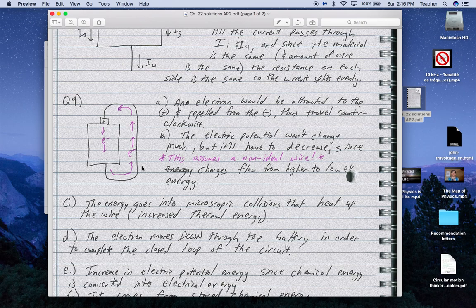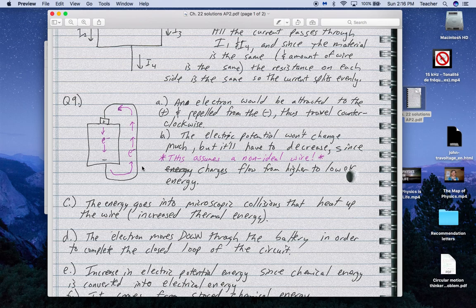Letter C, where does the energy go that gets lost, or the electrical potential? It actually goes into those tiny little collisions that heat up the wire. So it basically goes into thermal energy. For letter D, in the battery, the electrons have to move down the battery to complete the closed loop of the circuit. So when that's happening, and this is letter E, you actually have an increase in electric potential energy, since the chemical energy stored in the battery is converted to electric potential energy.